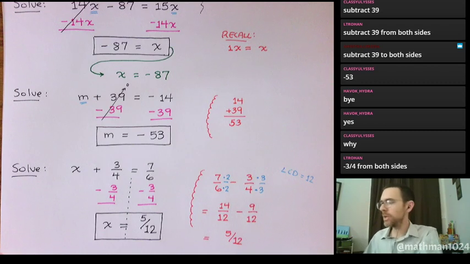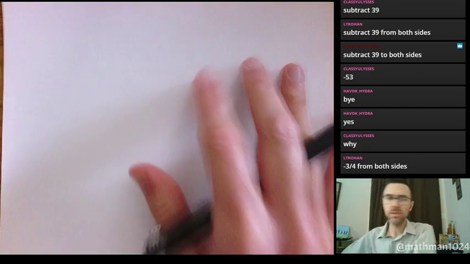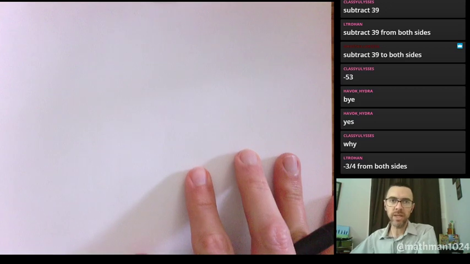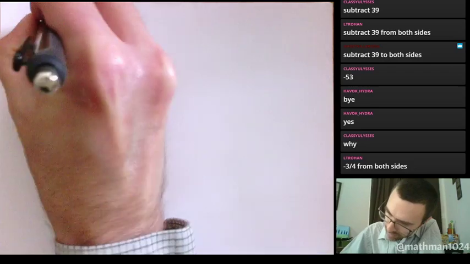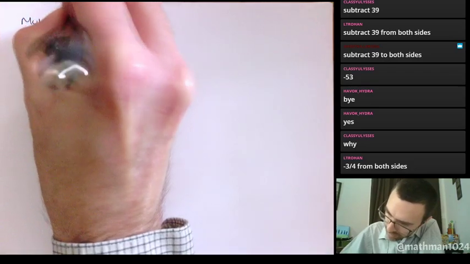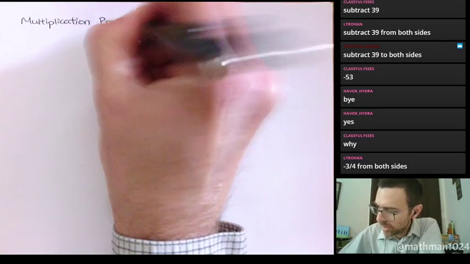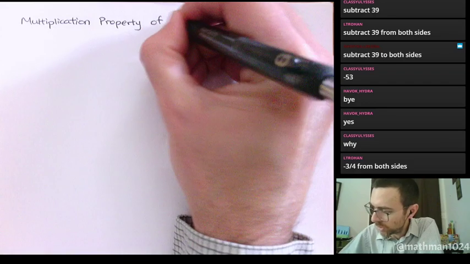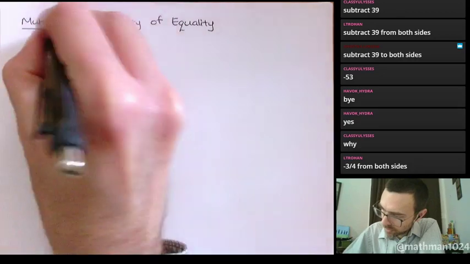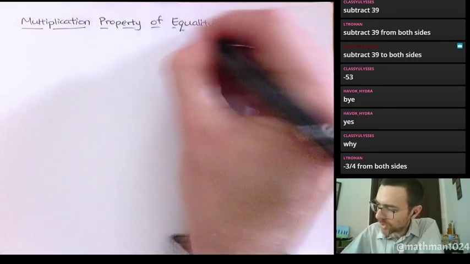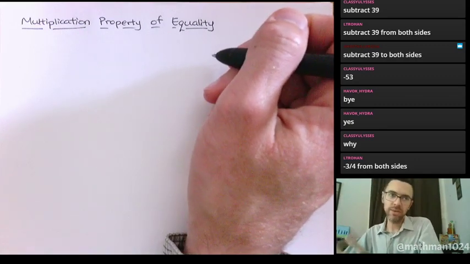Feel good about the addition property? Let's go ahead and talk about the other main property that we have for solving linear equations. The other main property is the multiplication property. So the multiplication property of equality. Now I know it says multiplication, but we're also going to be throwing in a bit of division here as well, because division is a form of multiplication.